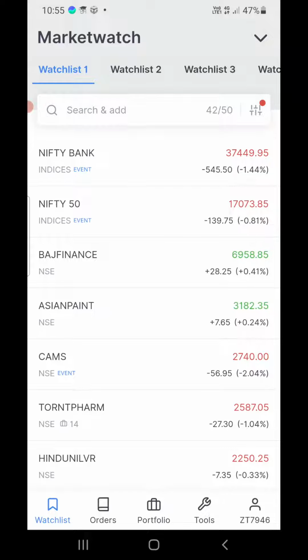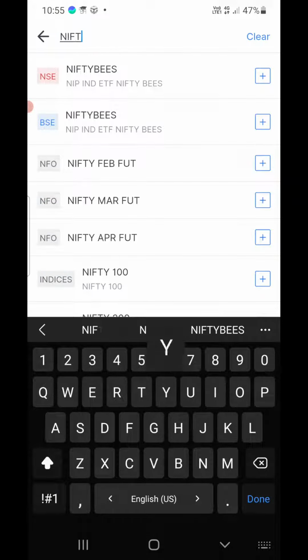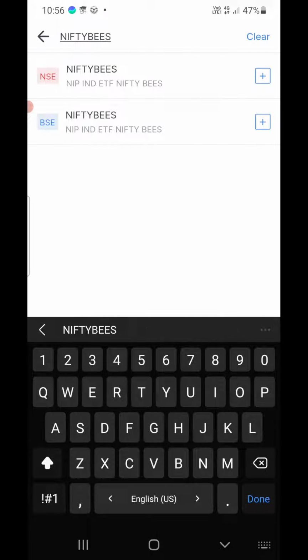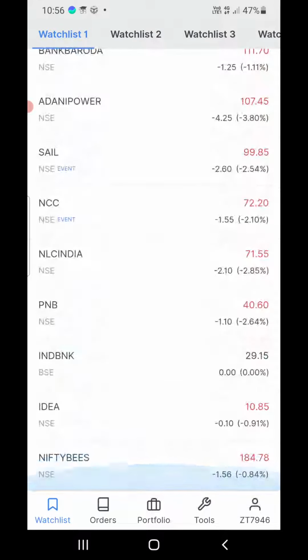Okay, so the most popular ETF for Nifty 50 is Nifty Bees. So again, use the search feature and type Nifty Bees. Now you'll see two options, that is for NSE and BSE. Now most people are trading on NSE only. Okay, so I'm going to simply add it here in my list and it will be added at the bottom. Now you can see Nifty Bees.